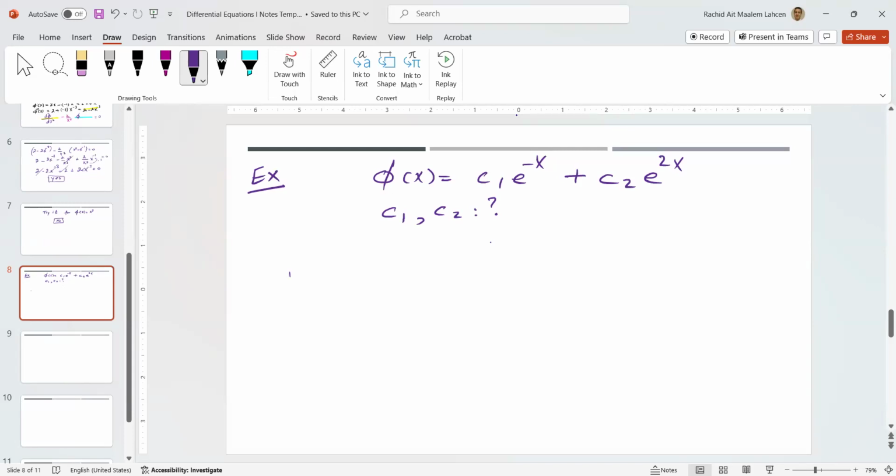And this is a linear equation, all right? So pause the video and think about the first step. If you want to test whether this function is an explicit solution, what would you do?